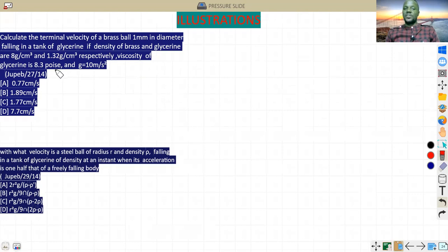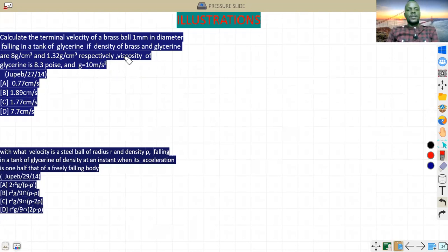I told you the coefficient of viscosity should be measured in Poiseuille, not poise. And g is taken to be 10 meters per second squared. A lot of things need to be converted here because the answer is in centimeters per second, as we are talking about the amount in terms of per second.